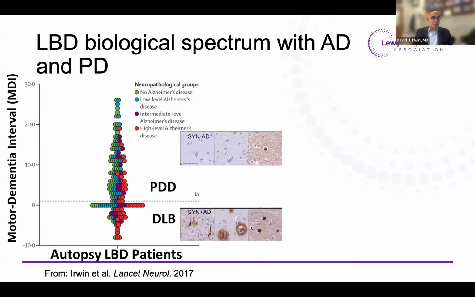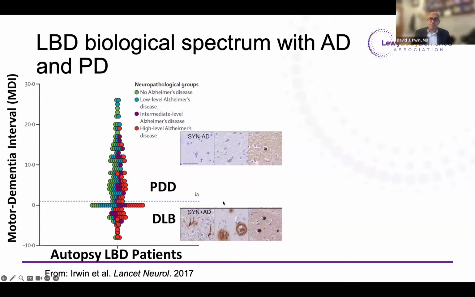One of the other aspects of the complexity of LBD is that it is biologically heterogeneous, meaning that what's happening under the microscope in the brains of patients with Lewy body disease is different from patient to patient. This is a summary of a multi-center autopsy study we did a few years ago, looking at patients who had early cognitive impairment or DLB and patients who had Parkinson's disease dementia, or who had Parkinson's disease established with a varying time interval to develop cognitive impairment and dementia.